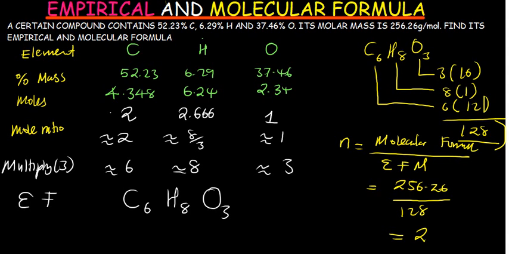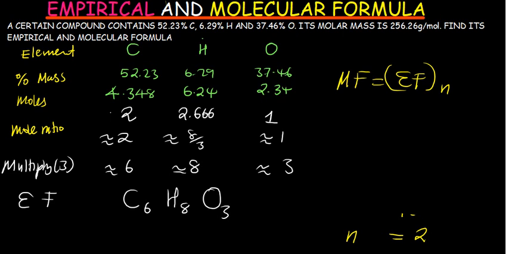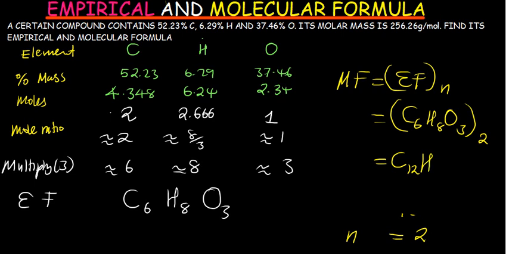Now, to find the molecular formula, I found the value for N there. The molecular formula is given as the empirical formula with N down here. So I'll just get the empirical formula, which is C6H8O3, and then the N, I'll get it and put it down here. So this will give us C12H16O6. So this is the molecular formula for this one, and this is the empirical formula.